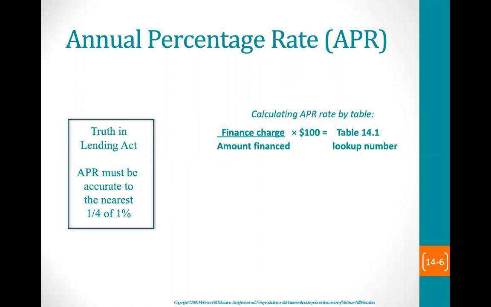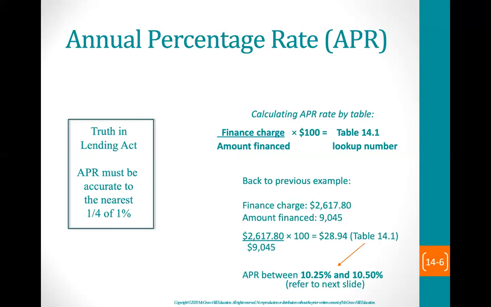The Truth in Lending Act states that the APR has to be accurate to the nearest 1/4 of 1%. So, for example, the table rate is shown here. Finance charge divided by amount financed times 100 equals your table lookup. In our previous example, our finance charge was $2,617.80, and our amount financed was $9,045. So $2,617.80 divided by 90.45 times 100 gives us 28.94.